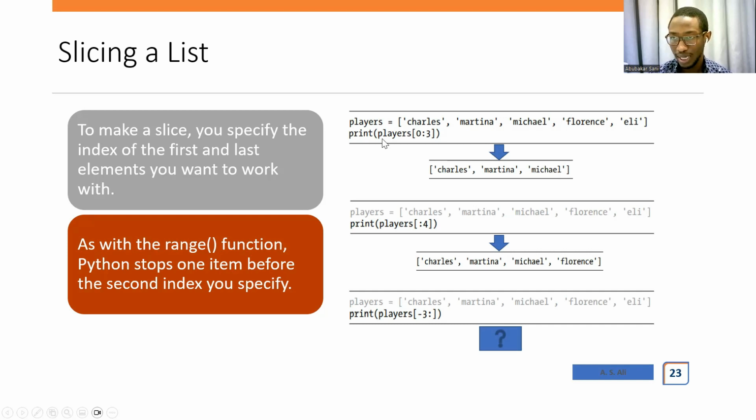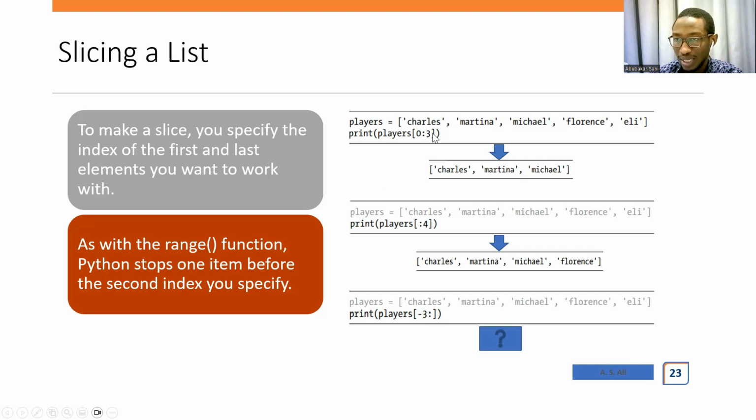So what do you do? You write the name, players, as you see here, and then you put the starting index, the starting position. We want Charles, which is in position 0, right? Index 0. So we will take 0. And then we want to stop at what? Michael, which is at position 3 or index 2. So here we put 3 because 3 is not going to be included. So it's going to be only index 0, 1, and 2. The last element, which is 3, that you see here in the slide, is not going to be included. So when you run this, you print this, you will see Charles, Martina, and Michael.